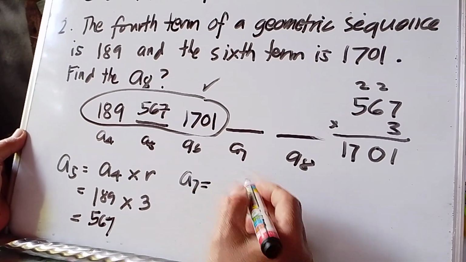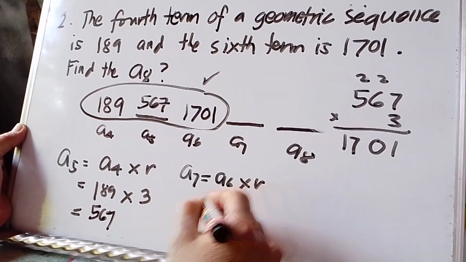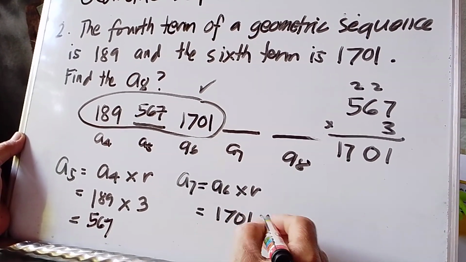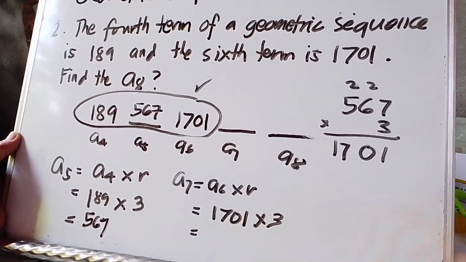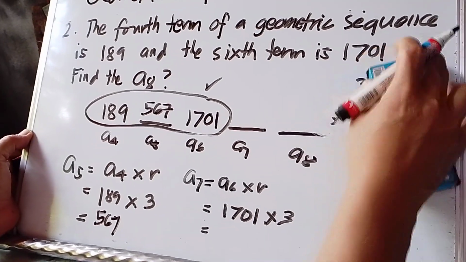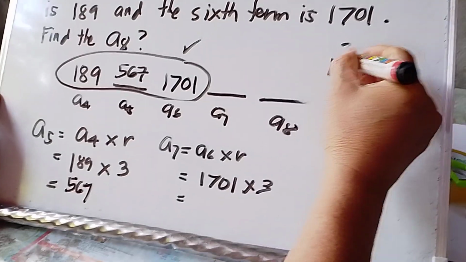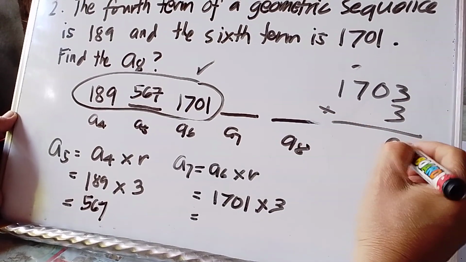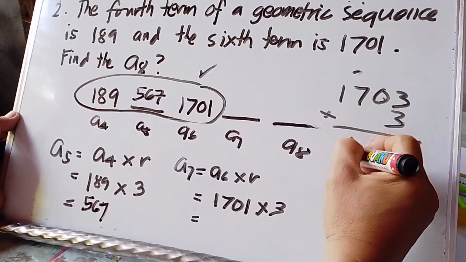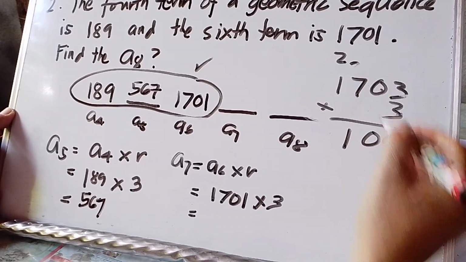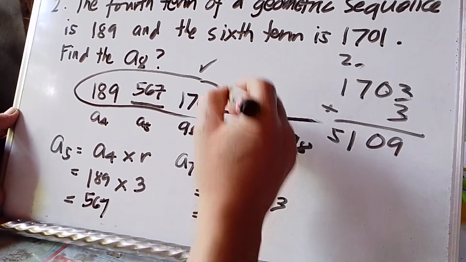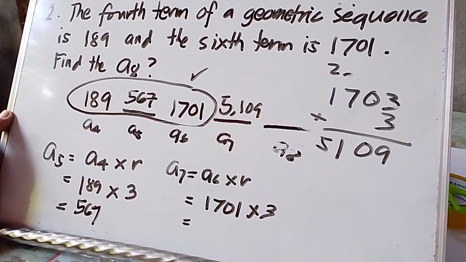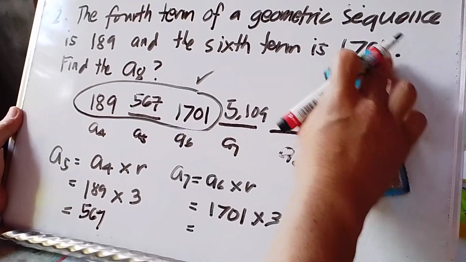So A7 is equal to A6 times R. A6 is 1,701 times R, which is 3. So what is 1,701 multiplied by 3? 1 times 3 is 3. 0 times 3 is 0. 7 times 3 is 21, carry 2. 1 times 3 is 3, plus 2 is 5. So I have in here 5,103.